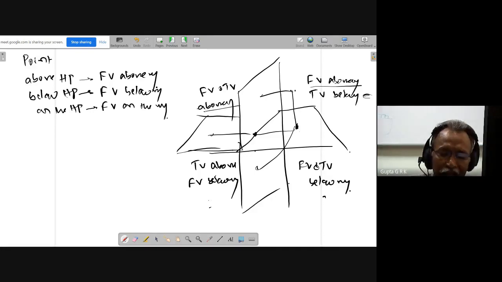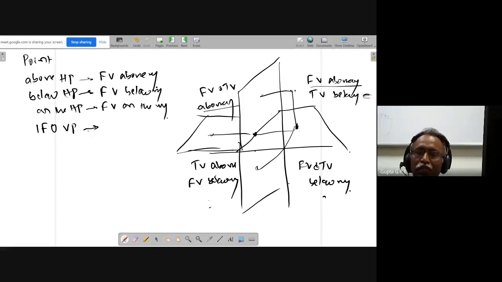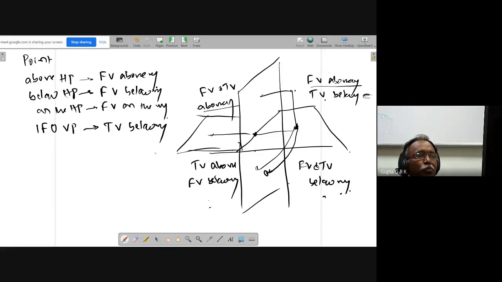Now I want to ask you, what happens if the point is in front of VP? What can I say? Top view below XY. You can see this quadrant, this quadrant. So common is top view below XY, because whenever it is in front, the image comes onto the front of the XY, which is turned down, and always it goes below. A point in front of VP means top view below XY.